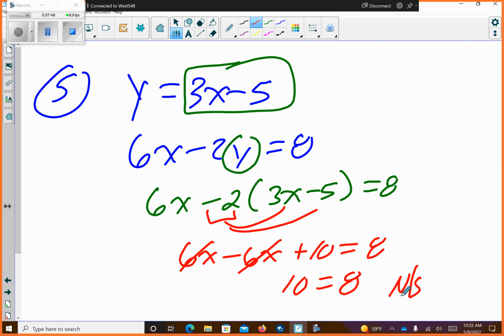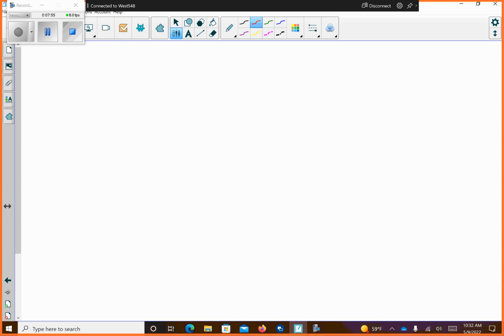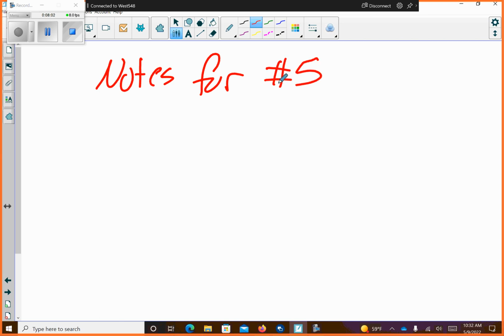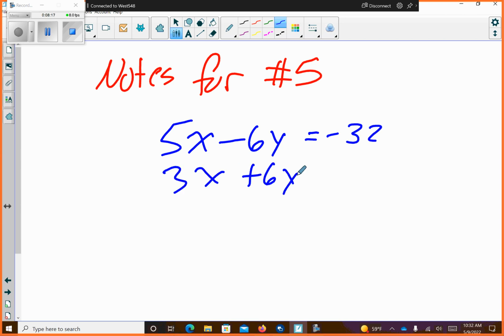All right, so I am on the back side. Notes for number 5 that we have this. This is part of that packet. There was another way that we did these, which they call elimination, or sometimes you use the addition method. So we have our two equations. And usually this process is used when you already have x and y on the same side.